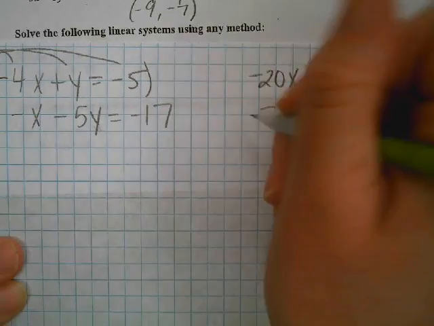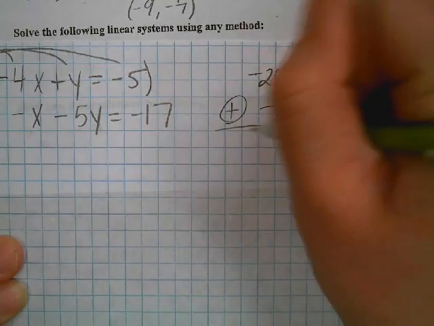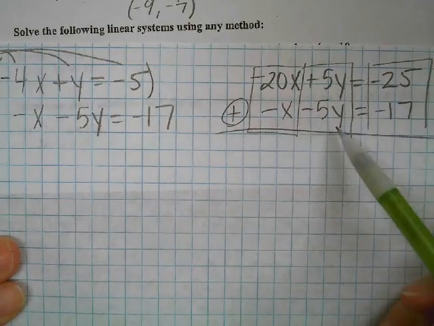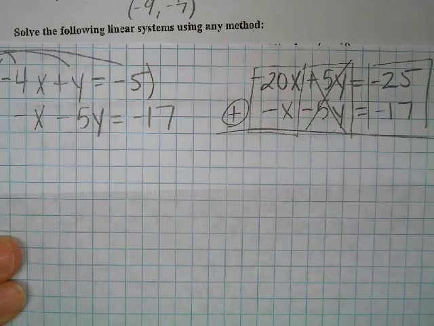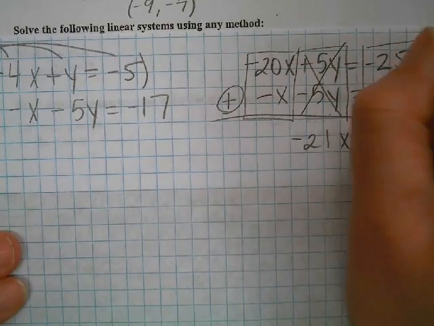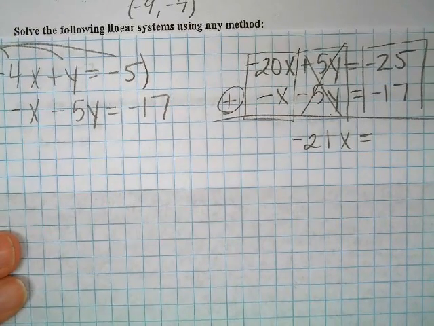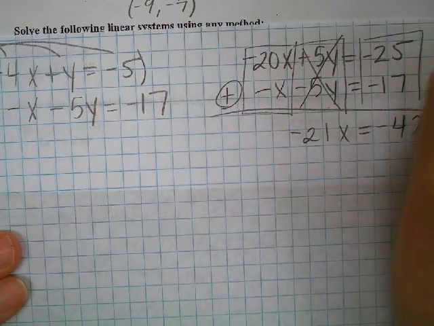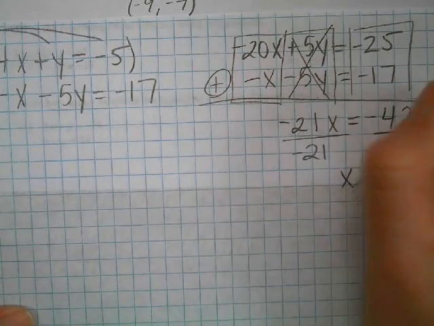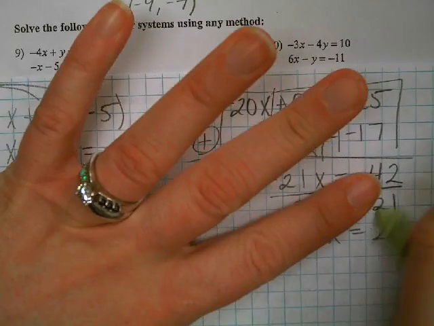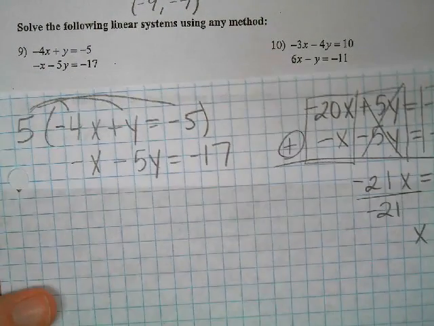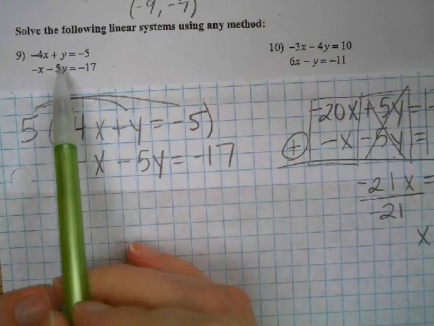And now when I go to add these together, my y's will get eliminated because 5y plus negative 5y is 0. Then I have negative 20x and negative 1x is negative 21x. And negative 25 plus negative 17 is negative 42. And then divide both sides by negative 21, you'll get x equals 2. And if x is 2, you could plug that into either equation to get y.